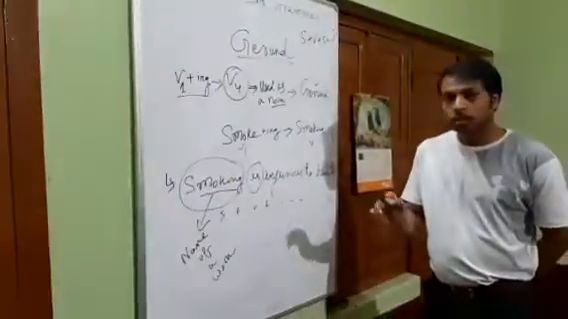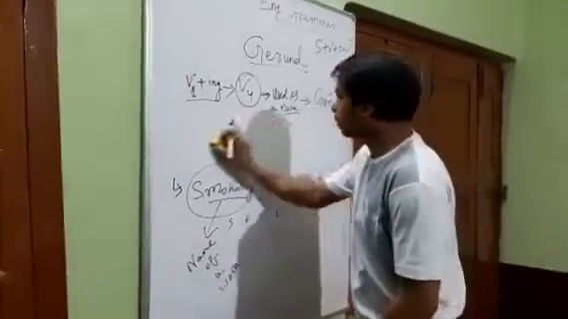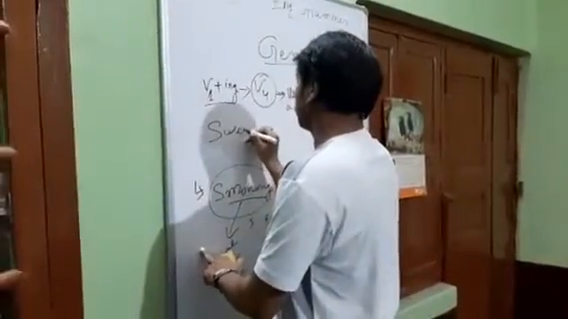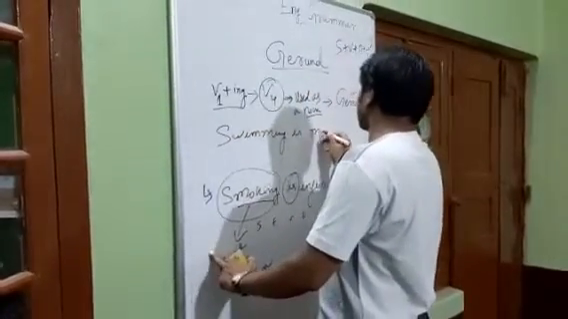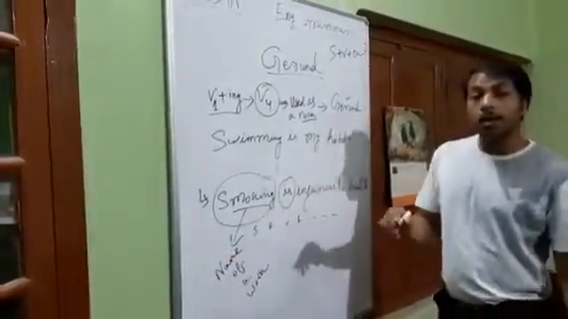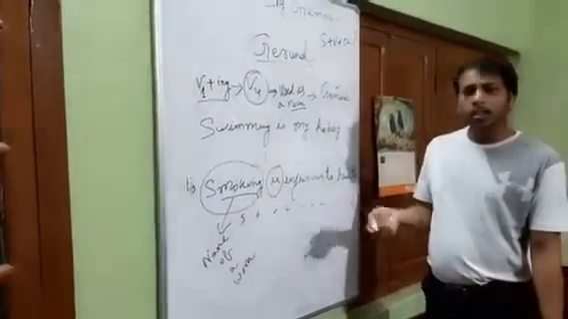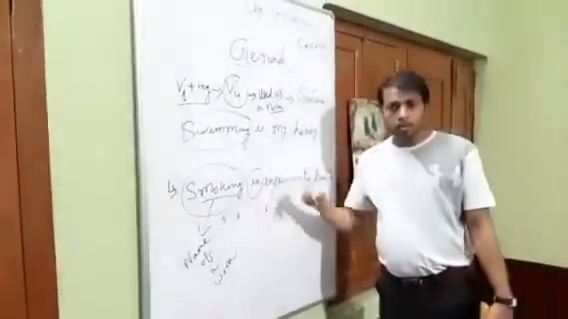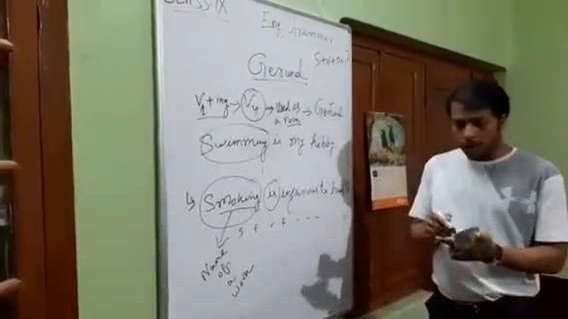I hope the gerund part is clear. Let me give you one more example to help you out. Swimming is my hobby. So that means I have a hobby and the name of my hobby is swimming. That means swimming is the name of the hobby. That means name of the action. So gerund. I hope gerund is clear.